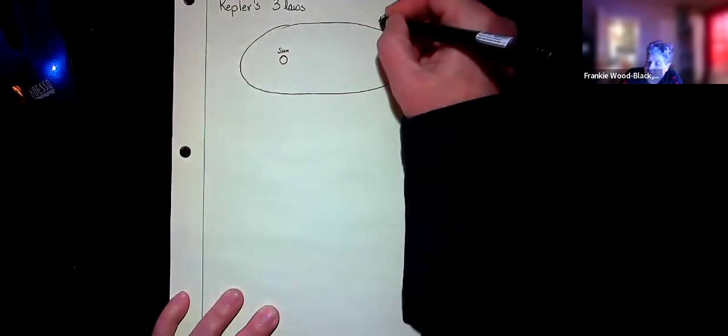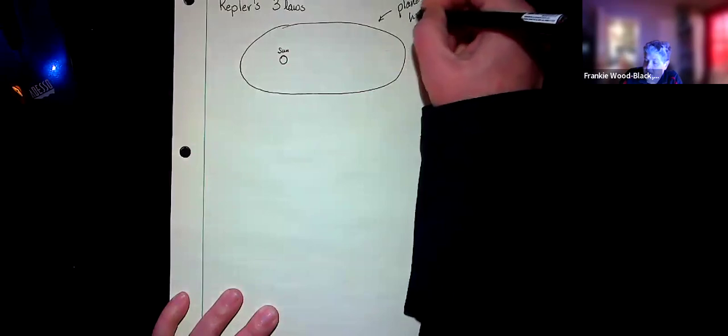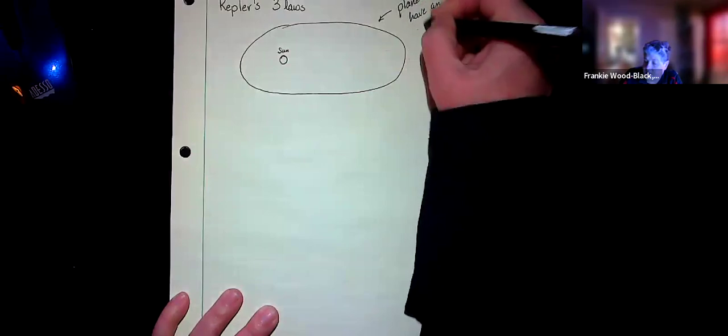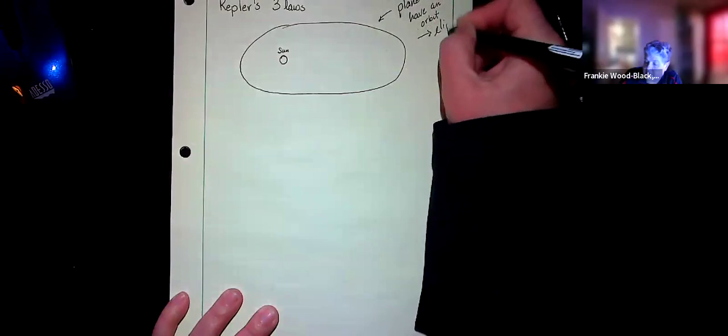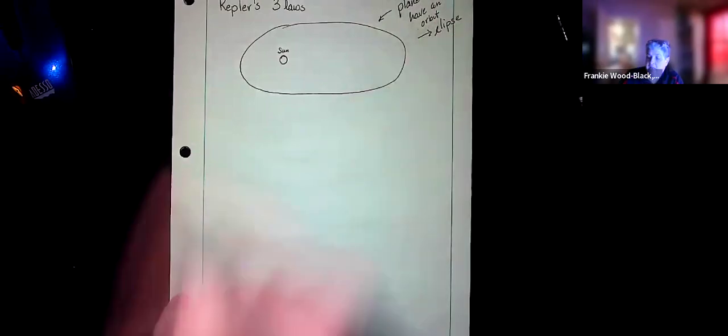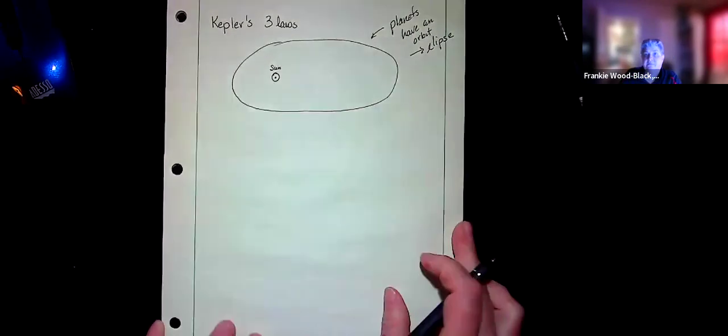And his first law says planets have an orbit like an ellipse, and the sun is at one of the focuses of the ellipse.